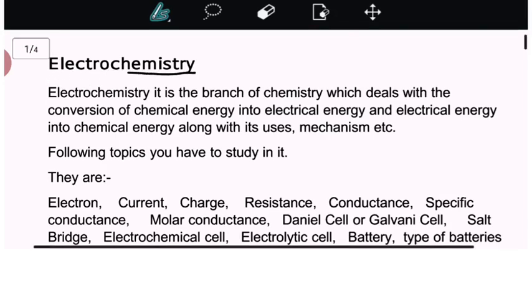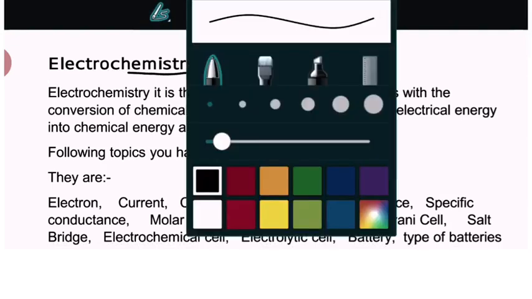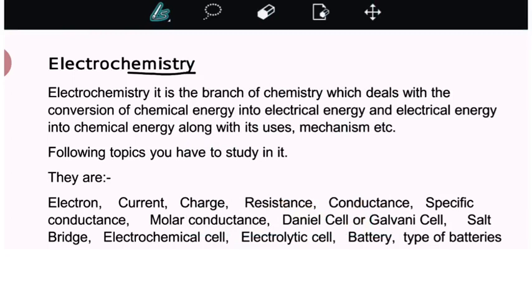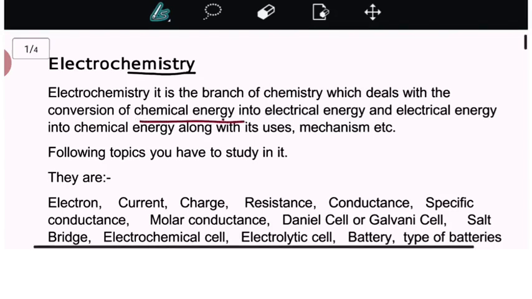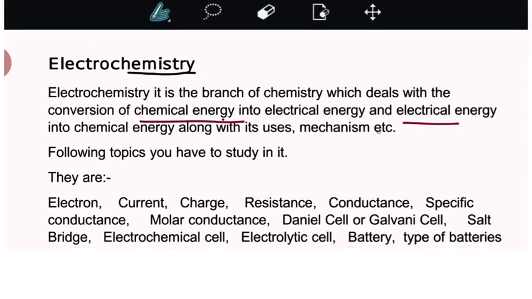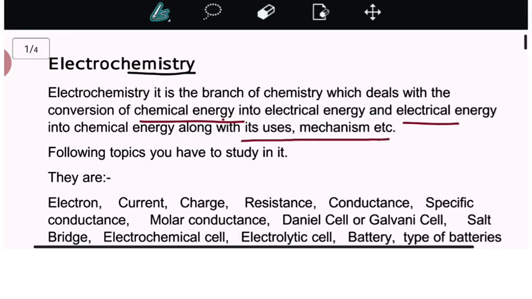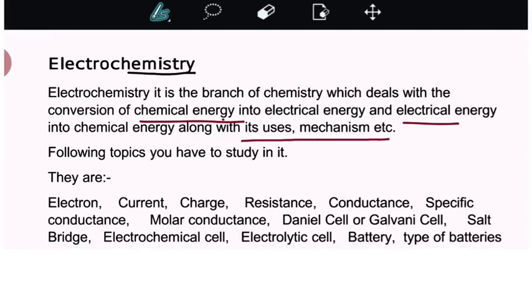Today you have to study a new chapter, that is electrochemistry. What is electrochemistry? It is the branch of chemistry which deals with the conversion of chemical energy into electrical energy and vice versa, means chemical energy into electrical energy and electrical energy into chemical energy, along with its usage and mechanism, etc. It is the branch of chemistry.